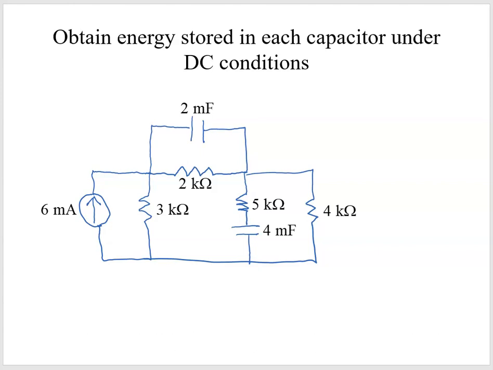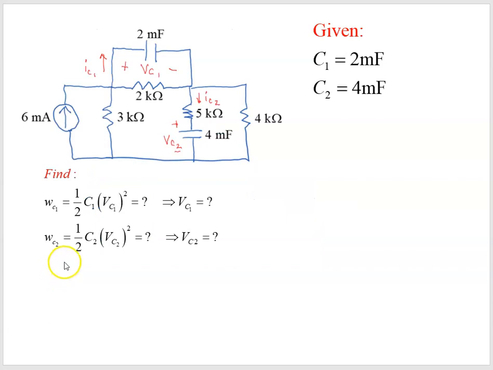In this circuit, we want to obtain the energy stored in each of these two capacitors under DC conditions. We know there's DC conditions, direct current conditions, because we only have one independent source here, and it's just 6 milliamps. So it is a DC independent current source. When we analyze this, we'll still use our voltage current relationships with the capacitor and our energy relationship.